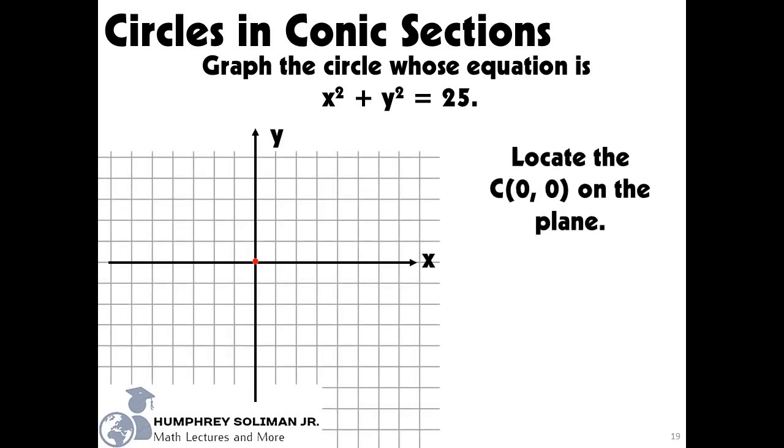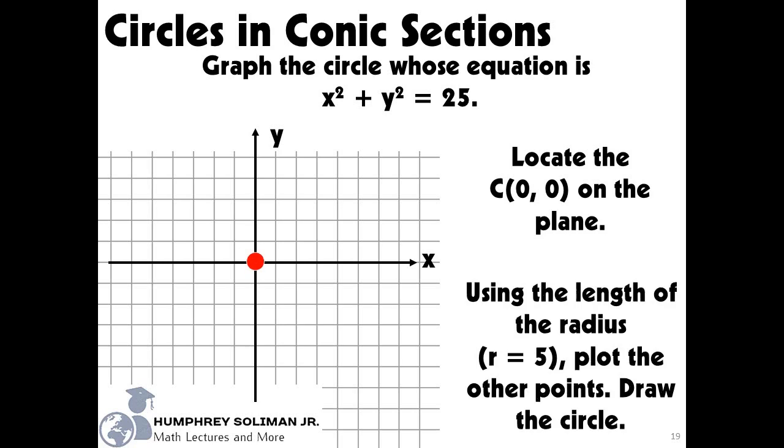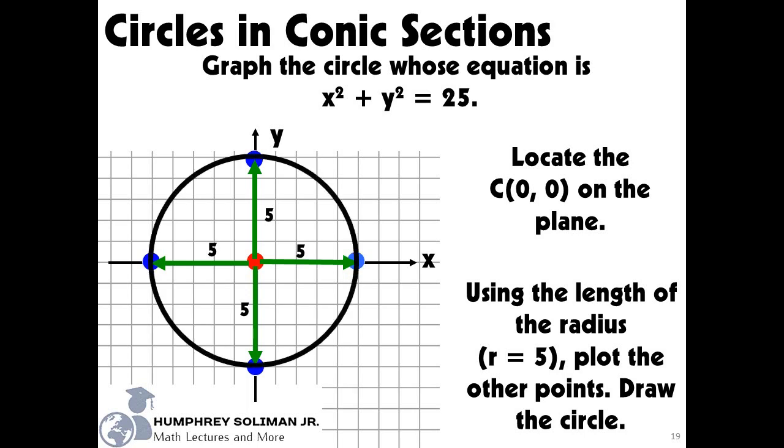Our first step is to plot the center on the xy plane. Next, is to use the length of the radius, 5, to plot 4 points from the center of the circle. Finally, we can draw the circle using these 4 points.